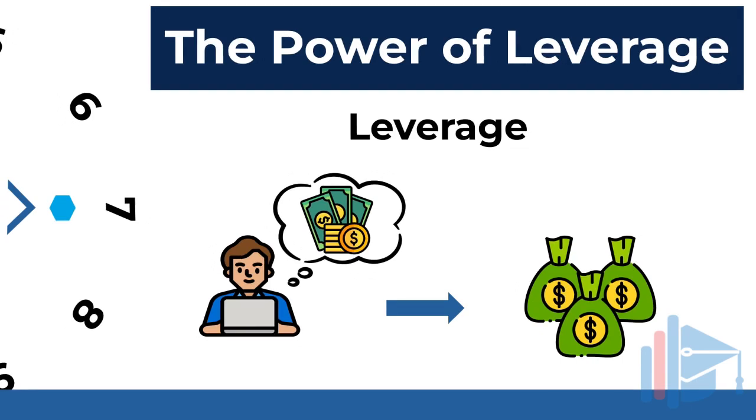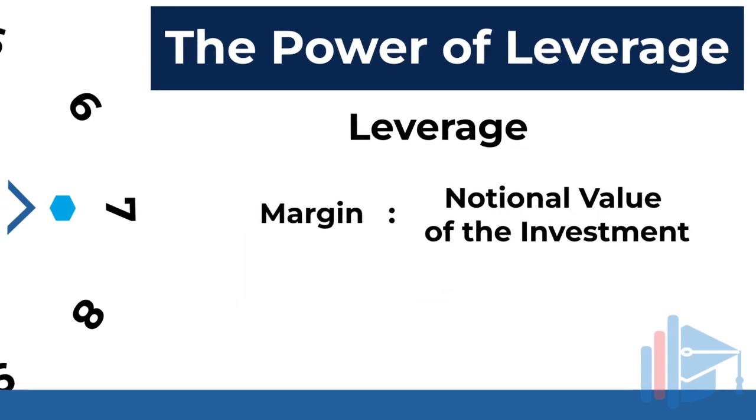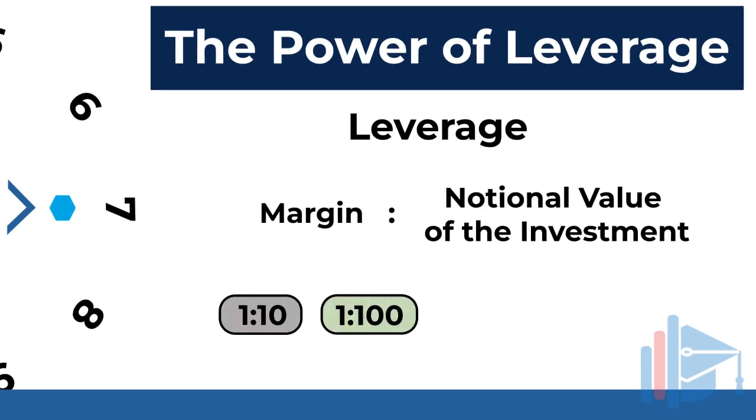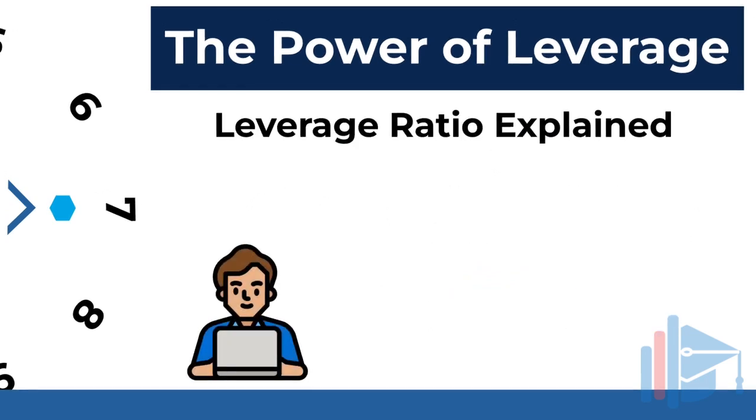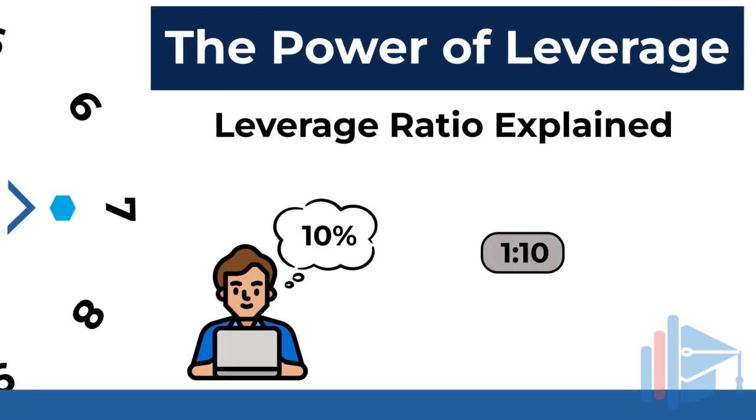Leverage is typically expressed as a ratio, representing the notional value of the investment relative to the minimum amount of funds, called margin, which is required to open the trade. Common leverage ratios include 1 to 10, 1 to 100, 1 to 200, and even 1 to 1000. The leverage ratio determines the amount of margin required to hold a position. For example, with a 1:10 leverage ratio, the trader must have 10% of the total trade value as margin. So, to trade $1 million, the trader would need $100,000 in their account.